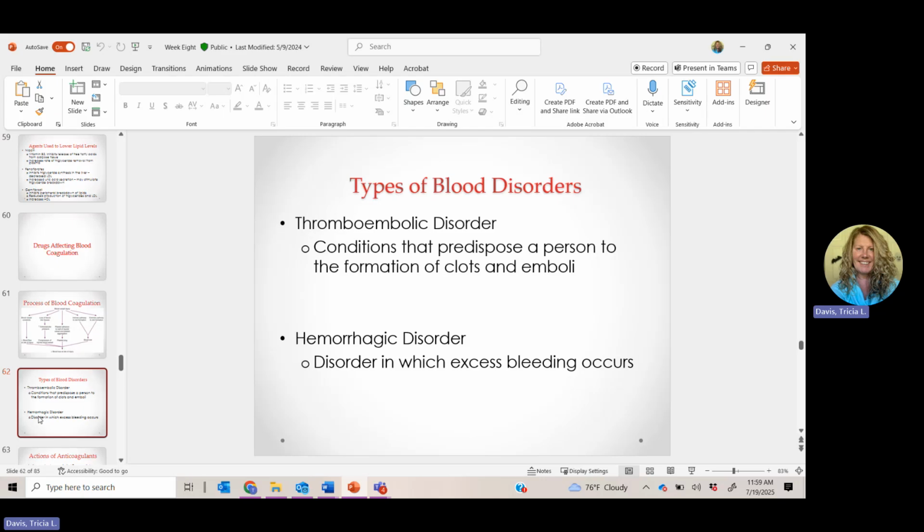Sometimes patients just develop blood disorders, okay, that affect how well their blood clots. Some patients develop thromboembolic disorders. These are conditions that predispose a person to developing clots and emboli when they shouldn't. Okay, so the body's just developing clots when there's no reason to. Then we can have hemorrhagic disorders, which cause excess bleeding. So the complete opposite of the thromboembolic disorder.